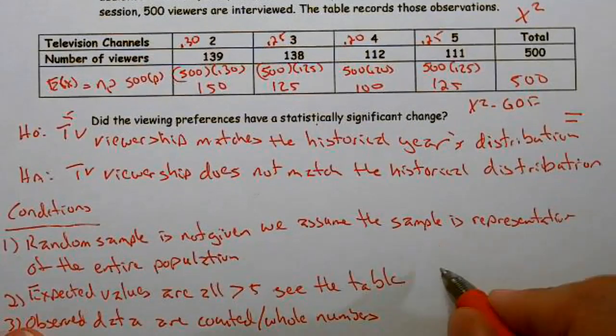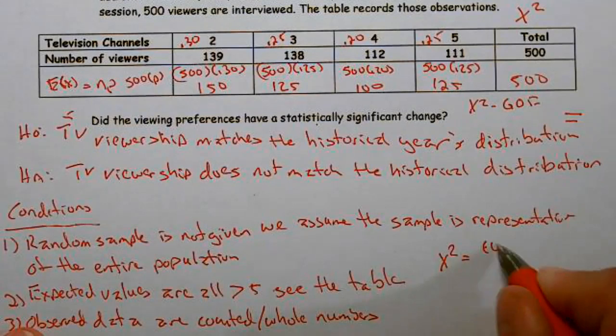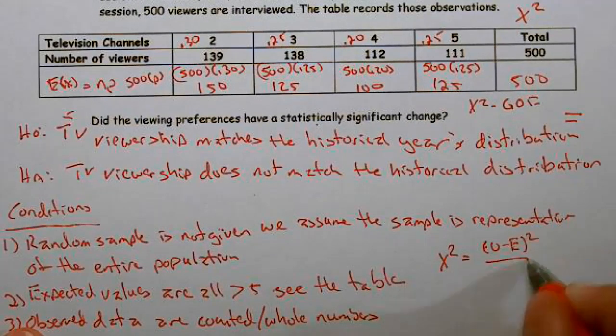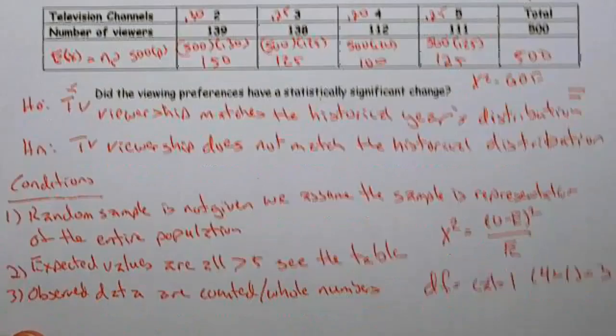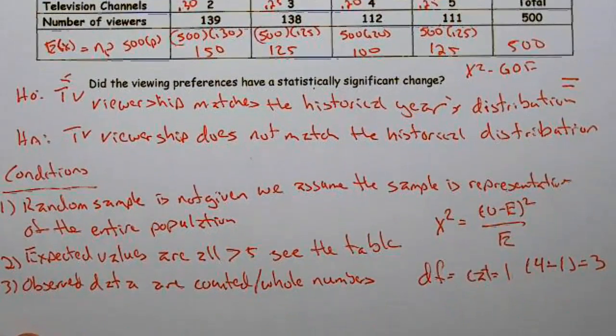We're going to write our formula, and our formula is basically chi-squared equals observed minus expected squared over the expected. Our degrees of freedom is categories minus 1. And our categories, we have 1, 2, 3, 4 categories. So this is going to be 4 minus 1, which equals 3. All right, so we're going to start plugging into our formula.